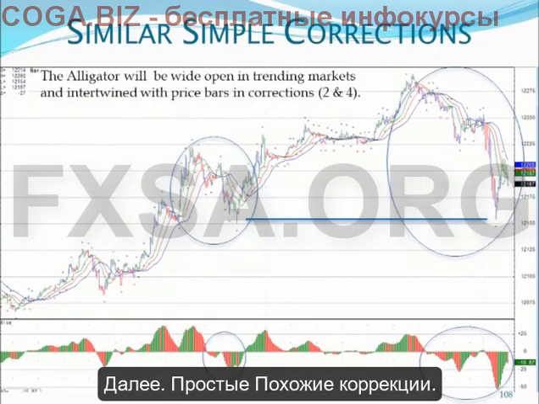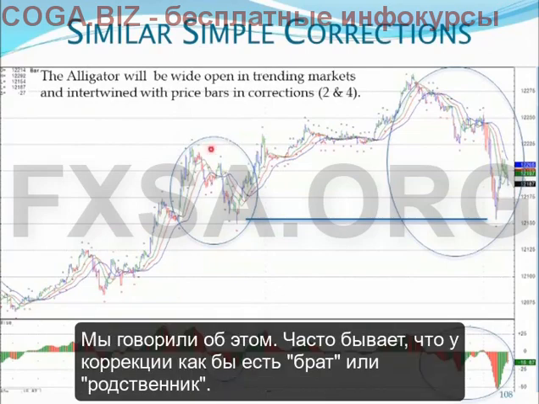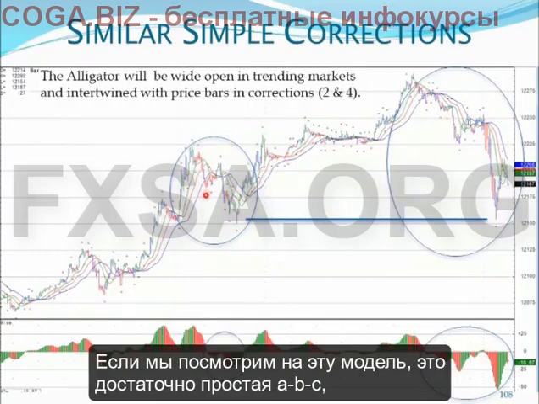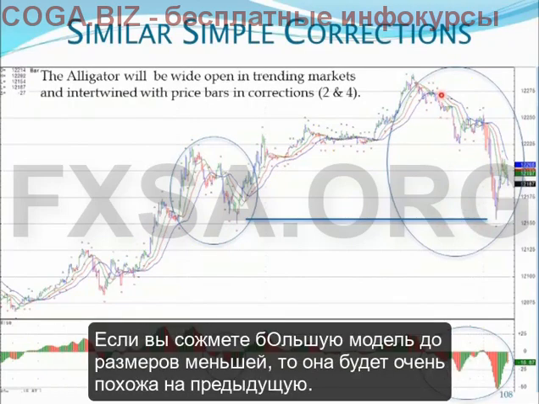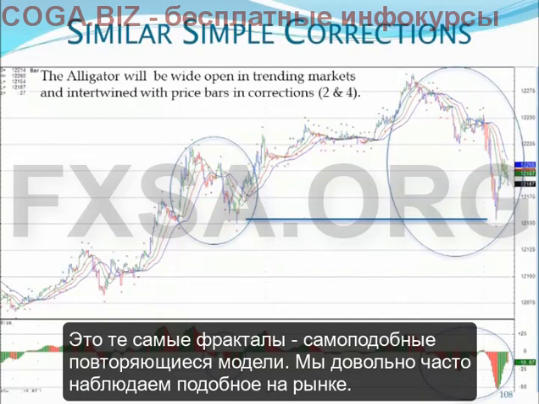Next is simple similar corrections. We talked about that. A lot of times we'll talk about a correction being a cousin or a relative. If we see the pattern here, this little simple ABC, and we see the pattern here of ABC, they look alike. If you were to shrink this larger one down, it looks very similar to the previous one. That's part of that fractal, self-similar, repeating pattern.